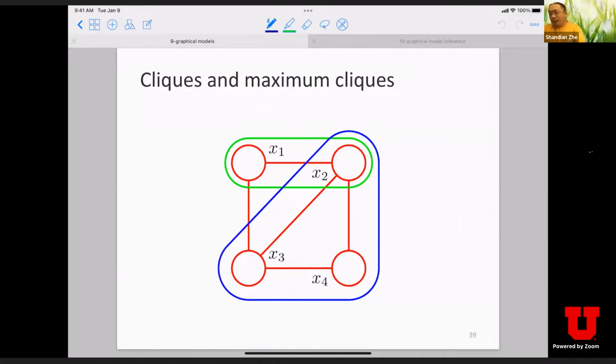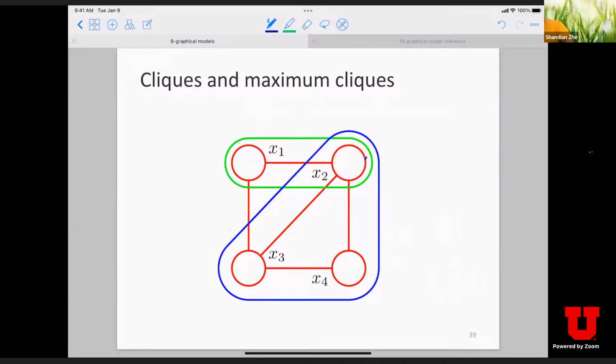So what does clique mean? A clique means just a set of nodes who are mutually connected. Like for this node and this node, two nodes connecting with each other, they're called a clique. But a clique is not necessarily the largest. If you have a clique and you cannot add one more node to form a new clique, then this clique is called a maximum clique.